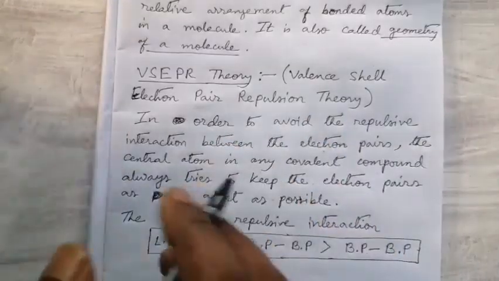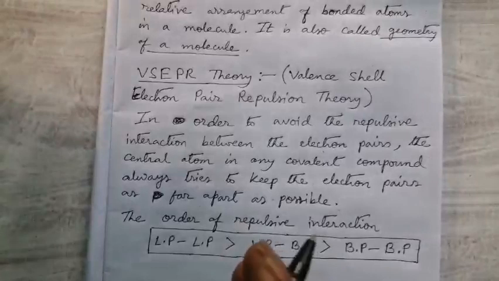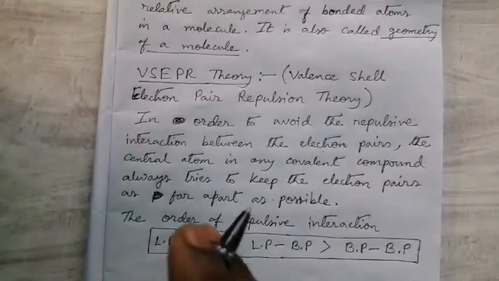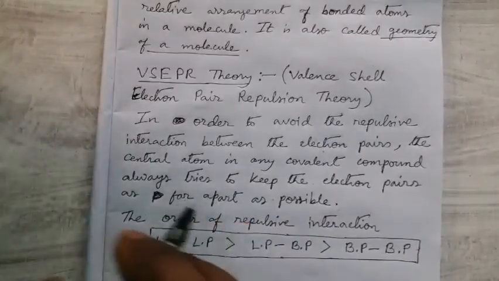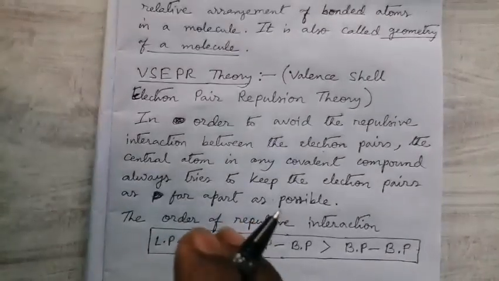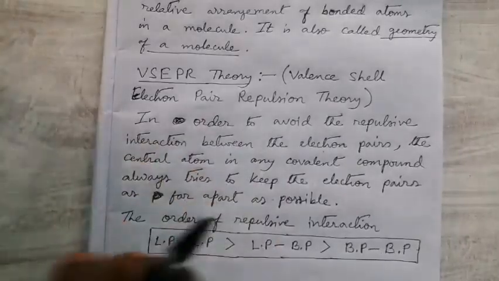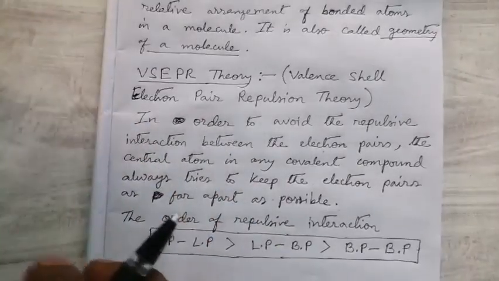Now what does the theory tell us? If you go through the books, it will give you a two-page detailed theory of VSEPR. But here we will learn only the trick to solve the structure, to draw the structure and to predict the shape or geometry of the molecule. Now what is the main fact of VSEPR theory?